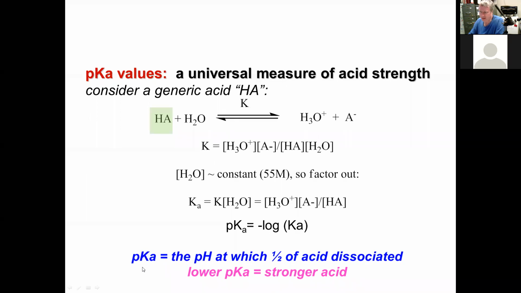But the big thing is what happens when pKa is the same as pH. Say my molecule has a pKa of 5, and if the pH is 5, at that point half of the molecule is dissociated and half the molecule is undissociated, or associated. And so a lower pKa is a stronger acid. That's the big takeaway here.